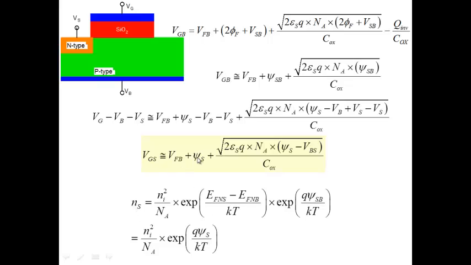Psi S, look at the relationship between psi S and Vg. If this term were dominant, it's linear, but then I have a square root also. So psi S would be somewhere between linear and a square root, kind of in between, in its variation with respect to Vg. So what would be, in general, the variation of Ns with Vg? It would be exponential also, right?